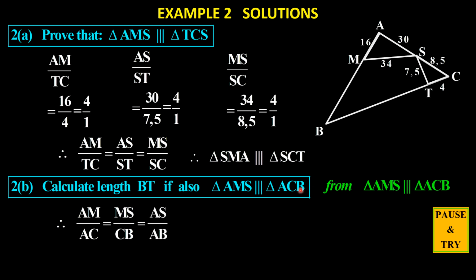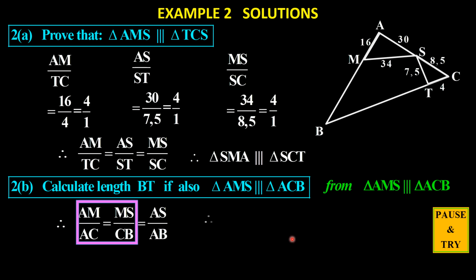And now we want to calculate, let's see what we have. AM, we've got AM's measurement. AC, we've got AC's measurement. MS, we've got, and CB is just BT plus 4. So there's only one, I can use the first pair there. And substituting, let's just see whether our substitution is correct. AM is 16, AC is 38.5, MS is the given 34, CB is the BT plus 4.